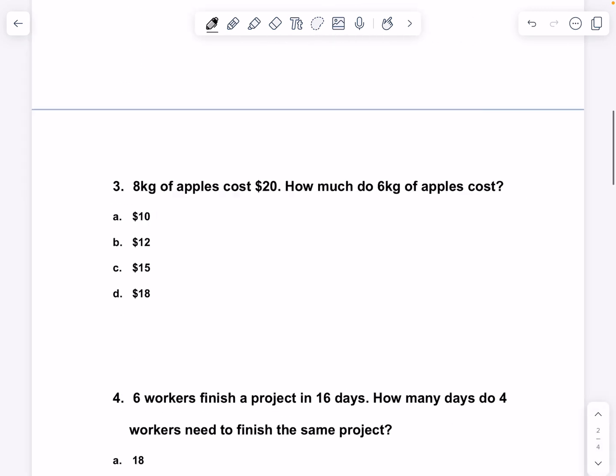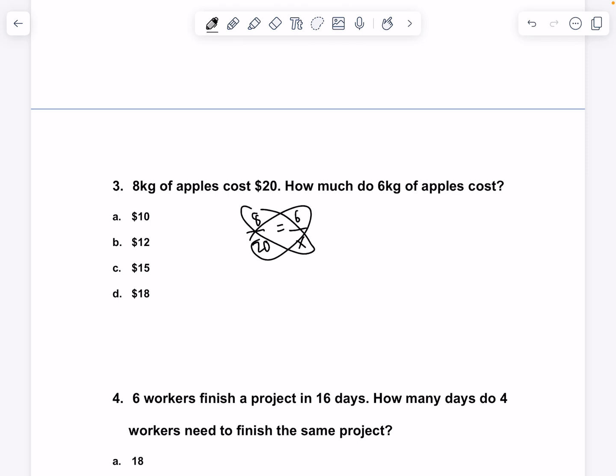Number 3 says 8 kilograms of apples cost $20. So 8 kilograms of apples over $20. How much do 6 kilograms of apples cost? So 6 kilograms, and we don't know the price, so our denominator would be x. We would cross multiply, so 8x is equal to 120. We'll divide by 8 on both sides, and that will give us an answer of $15 for 6 kilograms of apples, which is C.